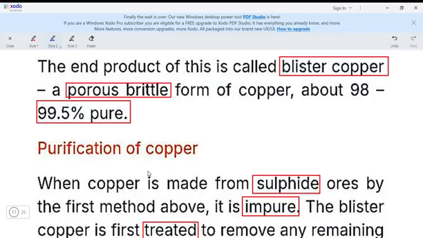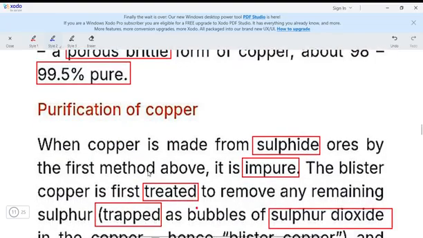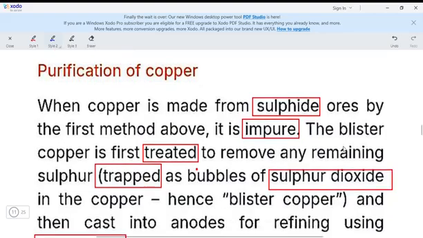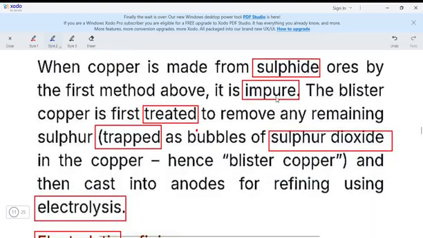Now that the copper has been extracted, there will still be impurities. So how do we remove the impurities? From the purification of copper: when copper is made from sulfide ores by the first method we used, it is still impure. So there should be a treatment. You have to treat it so that any sulfur still remaining there, because sulfur is always a great impurity, is trapped as bubbles of sulfur dioxide.